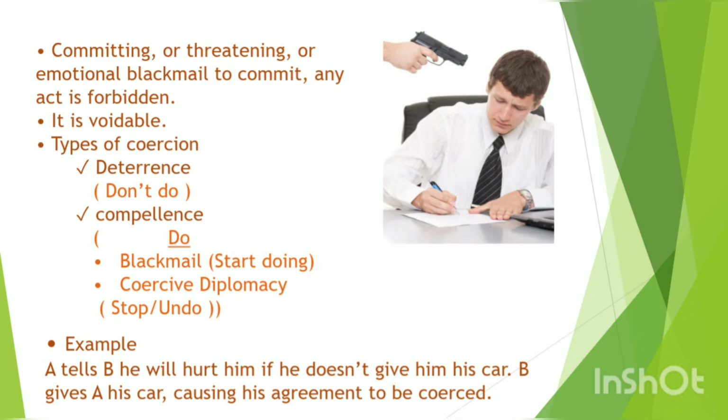Two types of coercion. Deterrence, example, don't do. Compellence, example, do. Blackmail, start doing. Coercive diplomacy, stop, undo. Example for coercion: A tells B he will hurt him if he doesn't give him his car. B gives A his car, causing his agreement to be coerced.